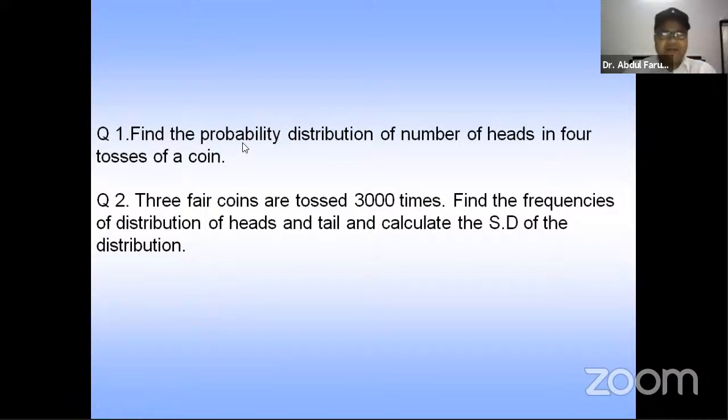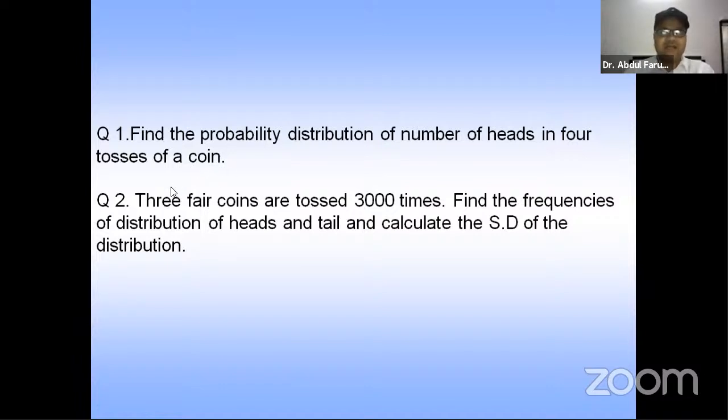पहला है कि फाइंड द प्रोबेबिलिटी डिस्ट्रीब्यूशन ऑफ अ नंबर ऑफ हेड इन फोर टॉसेस ऑफ कॉइन. अब अगर आप देखें यहाँ पर, अगर हेड है तो हेड आने की संभावना एक कॉइन में दो ही होती हैं, ठीक है ना, या हेड आएगा या टेल आएगा. तो अगर हेड आ रहा है तो सक्सेस 50% है, टेल आ रहा है तो फेलियर 50% है. तो इसमें प्रोबेबिलिटी डिस्ट्रीब्यूशन लगेगा.